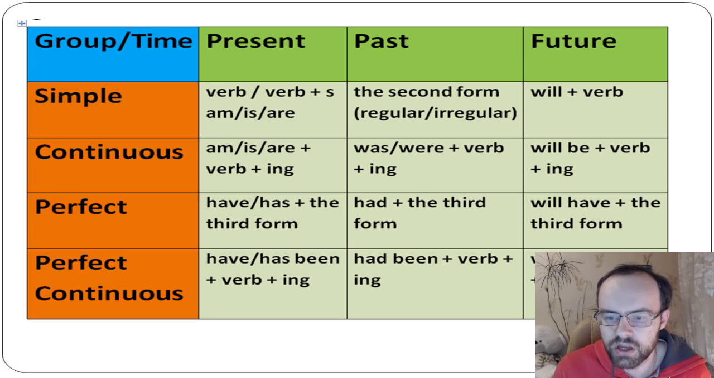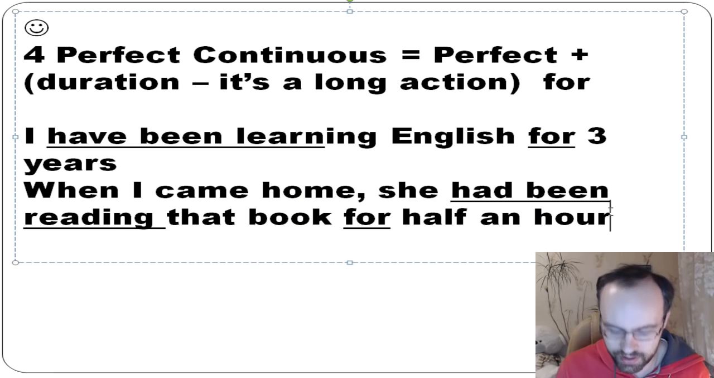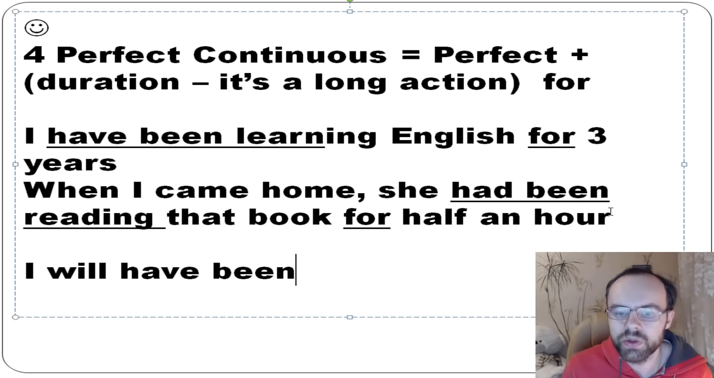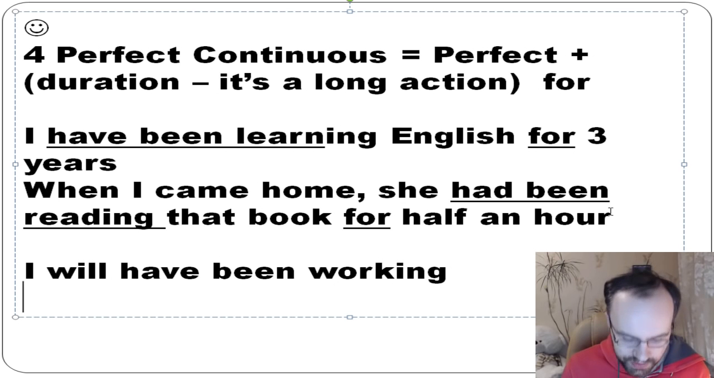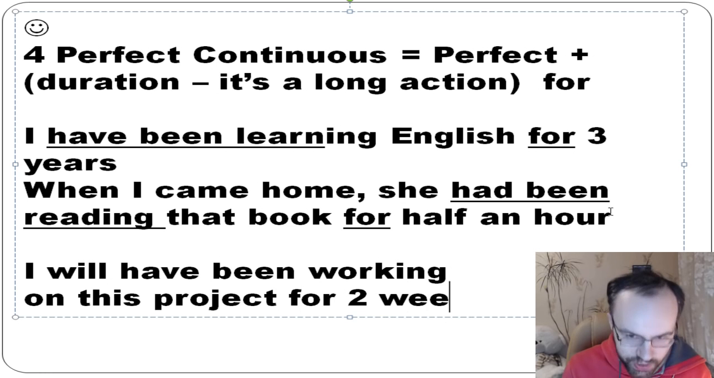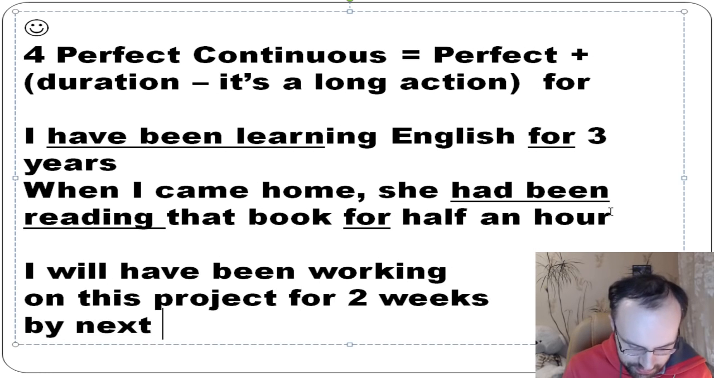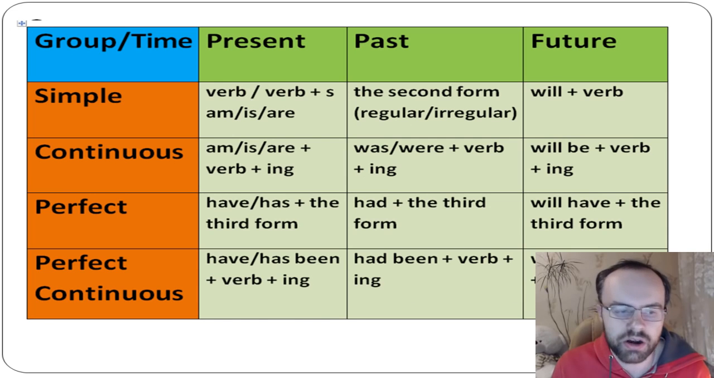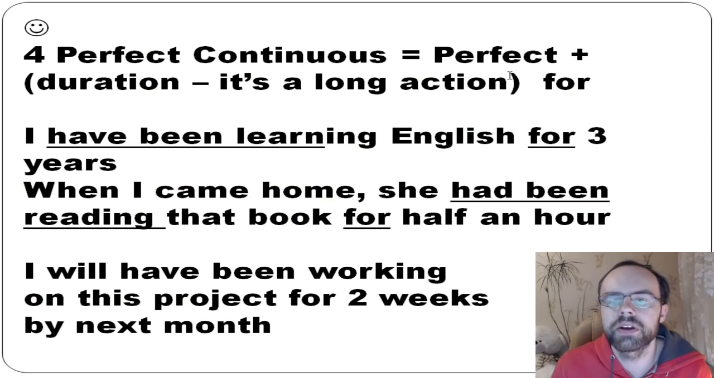And future perfect, will have been plus verb plus ing. So it's like future perfect plus by. For example, I will have been working on this project for 2 weeks by next month. It's exactly what you see here. As I told you, it's perfect plus for.